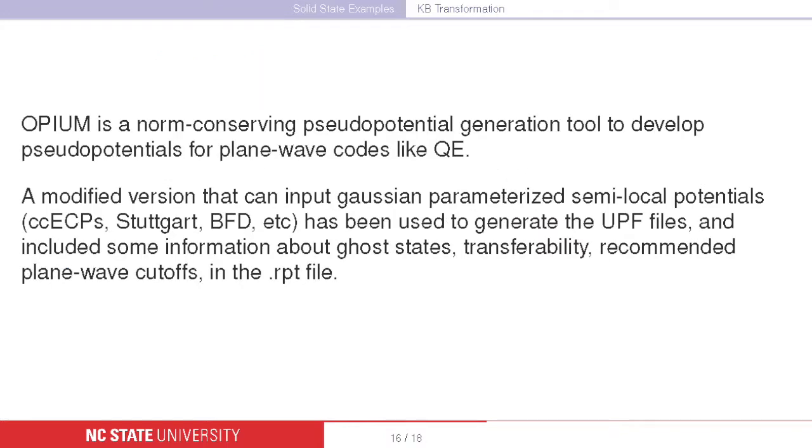But recently, some of the work I've been doing is modifying a version of the OPIUM code, which is a pseudopotential generation tool. I've modified it to take in our semi-local pseudopotentials and do testing for transferability, testing for ghost states, and also give information about suggested plane wave cutoffs, etc., so that hopefully people can just download the files and use them.